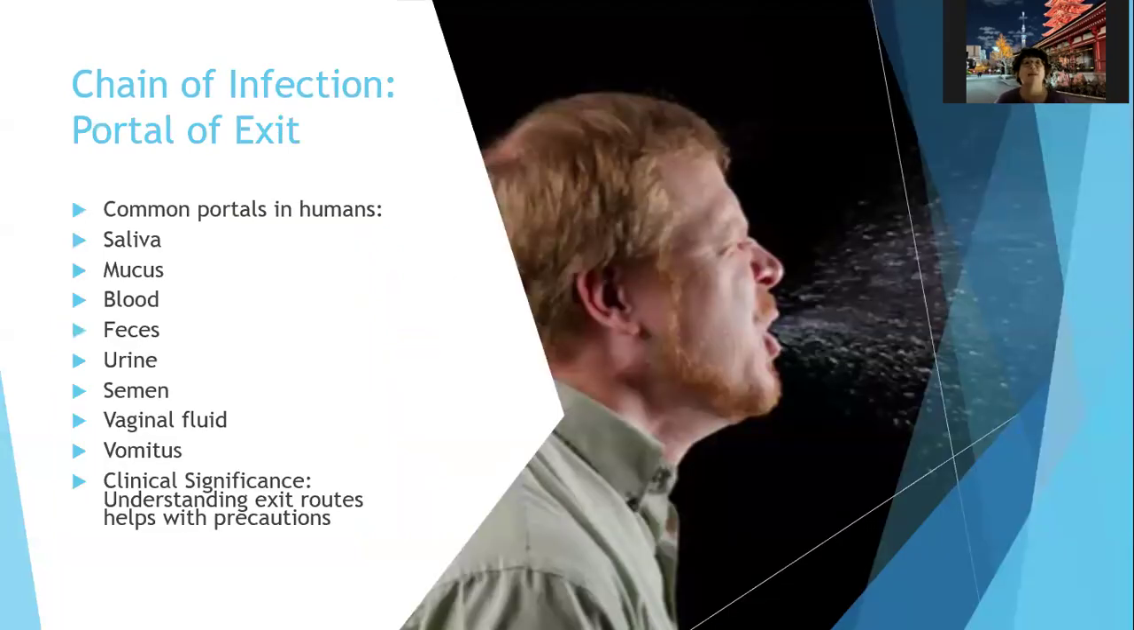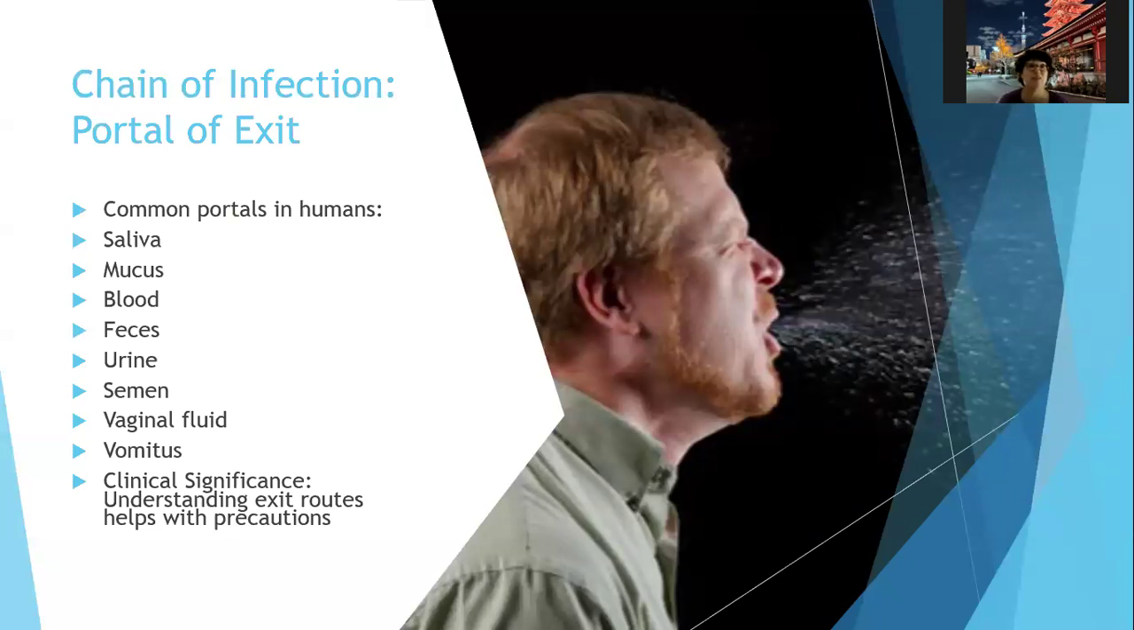Now you need a portal of exit. Common portals in humans are saliva, as being projected by the individual in the photo, mucus, blood, feces, urine, semen, vaginal fluid, and vomit. Oh, we're going to talk more about vomit. There comes a time in every pathology class when you have to talk about pus and vomit.